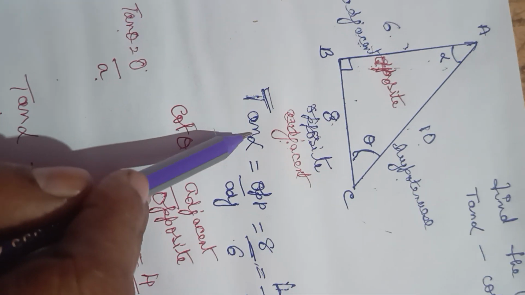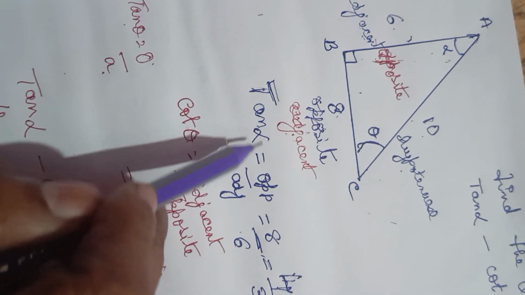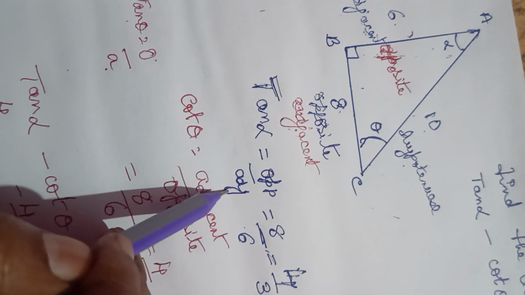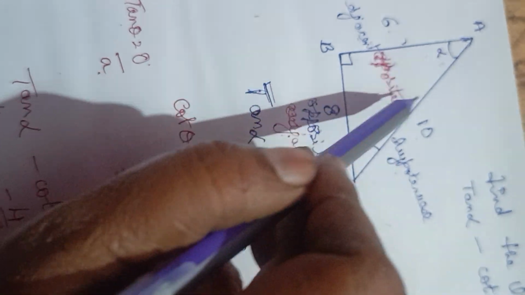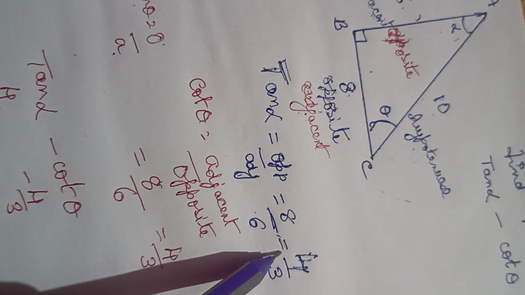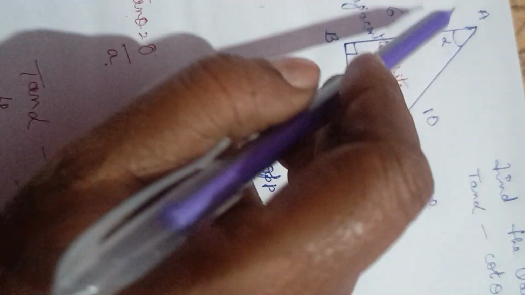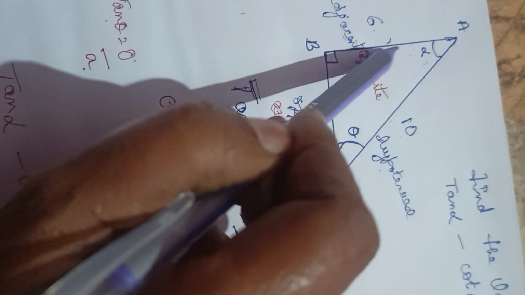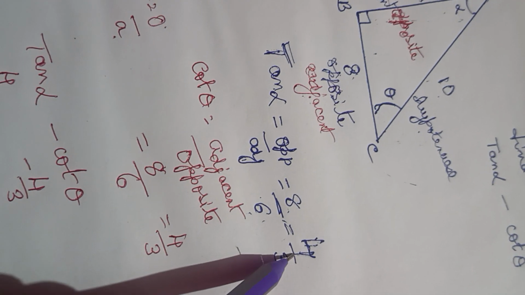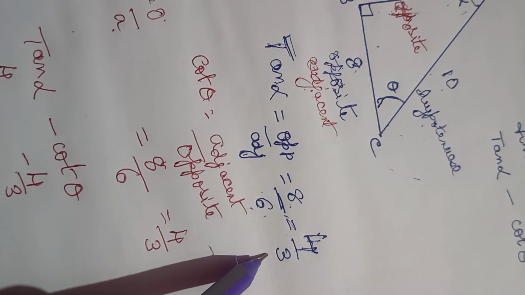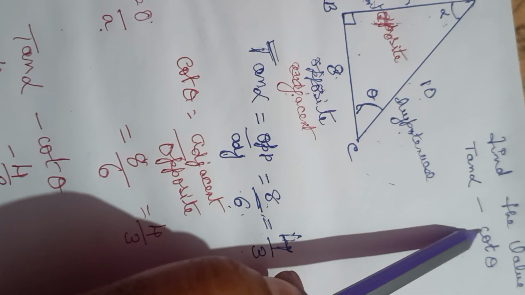So we have to find tan alpha. Tan is given by opposite by adjacent, OA. So opposite to angle alpha, that is 8, I have written here. And the side which is forming the angle alpha, that is 6. 8 by 6, which is equal to 4 by 3.